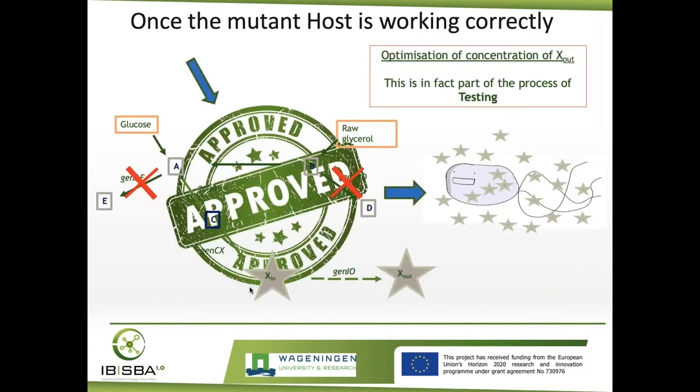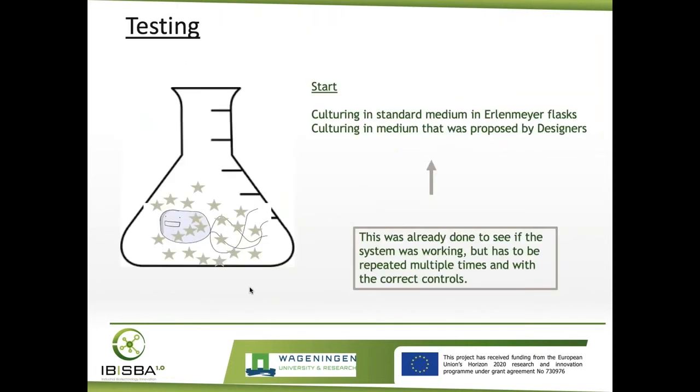All right, so once the mutant host is working correctly, that is, we get our compound X out of the cell, we have brought in the knockouts and the three knock-ins, and then we have to test it. So we know that it's working. In a sense, we already tested that it's working, and then of course what we want to see now is, can these actually be produced in sufficient amounts?